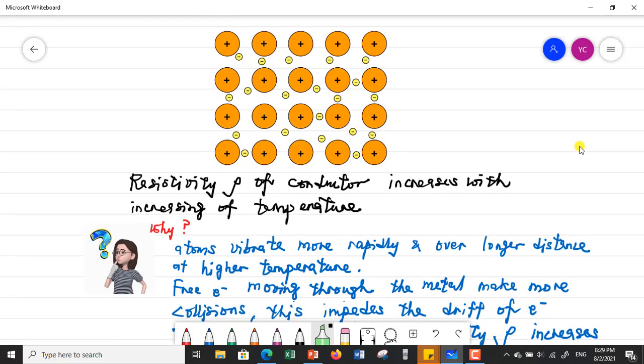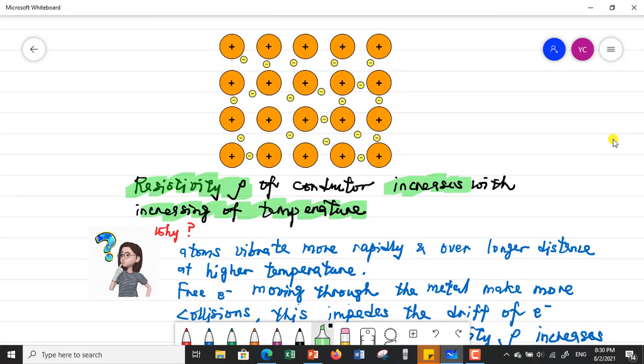So class, we will find that the resistivity rho of a conductor will increase with the increasing of temperature. For example, this is our conductor. In the conductor we have atoms and we have a lot of free electrons. As the electrons drift in a specific direction inside the conductor, we will get what we call current.